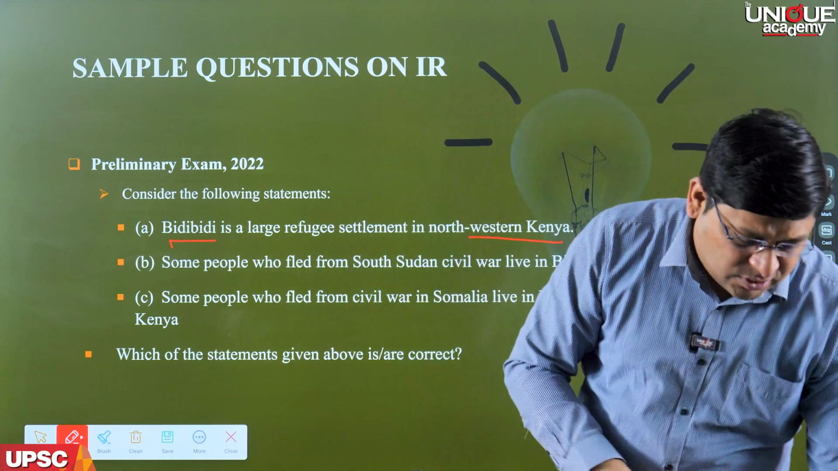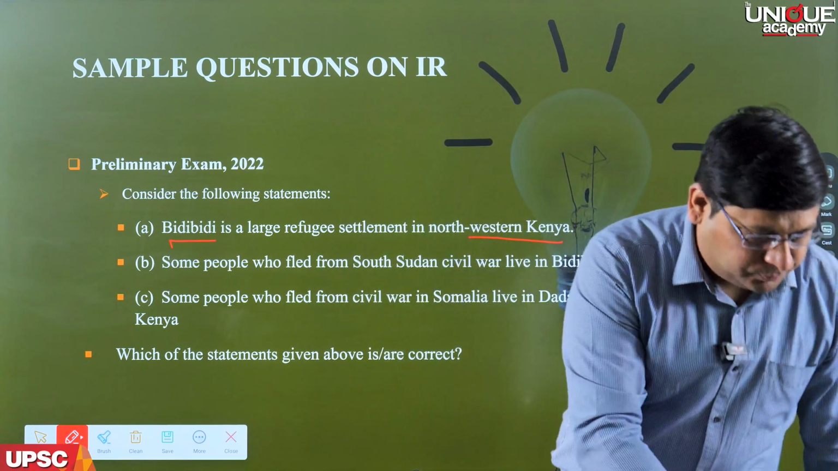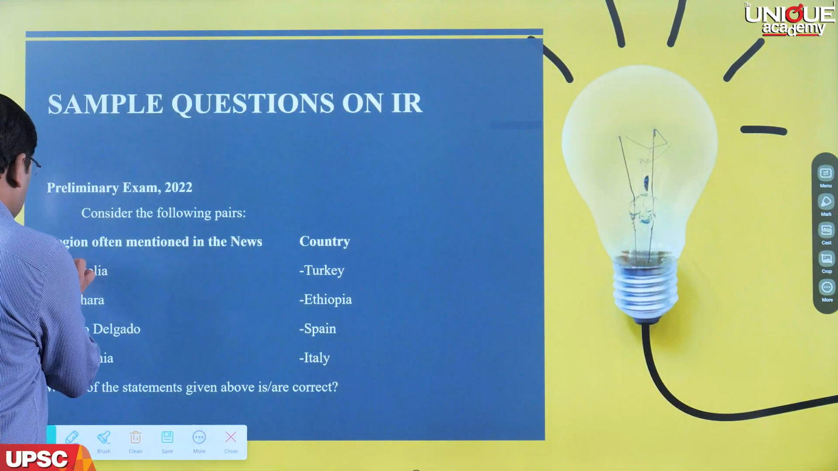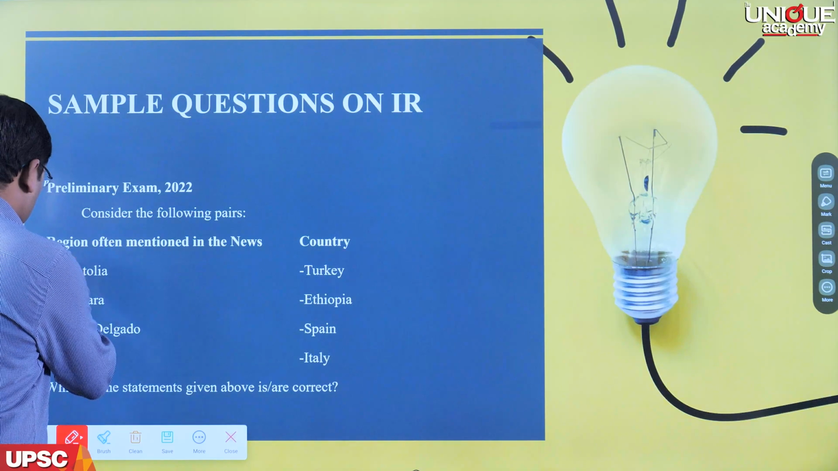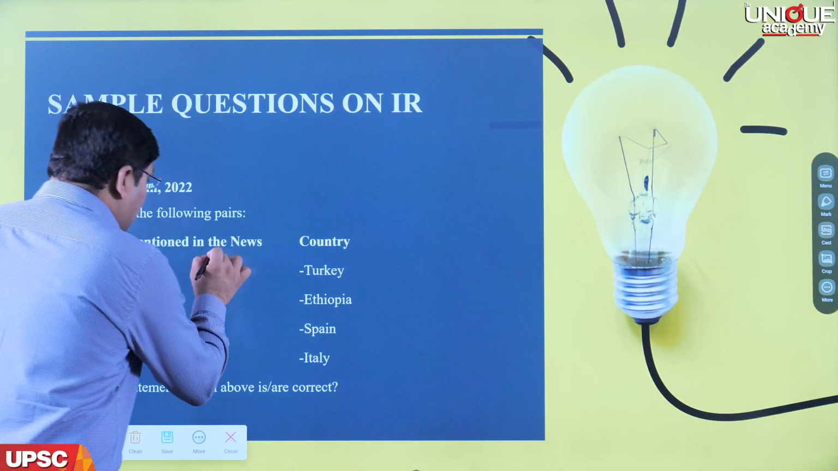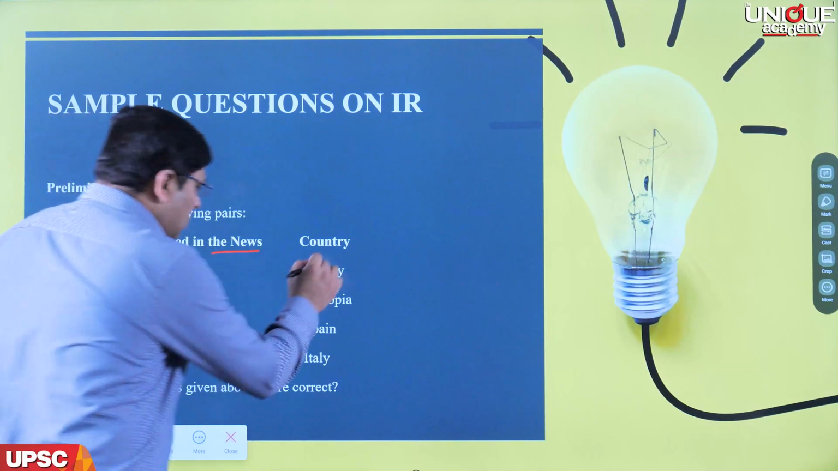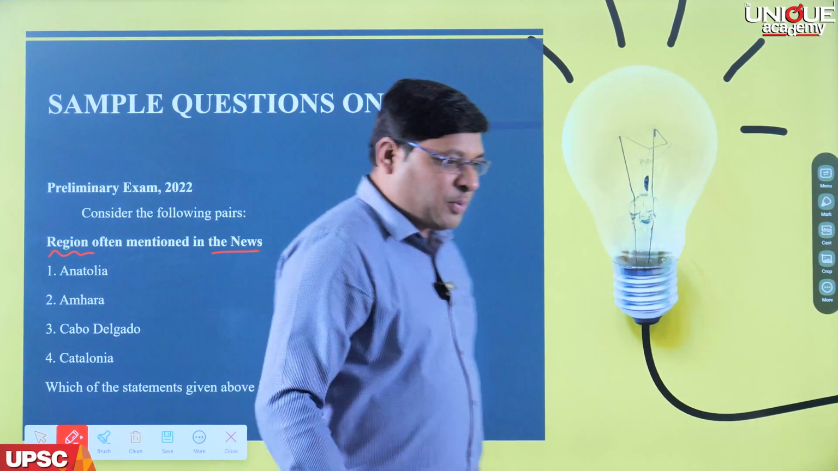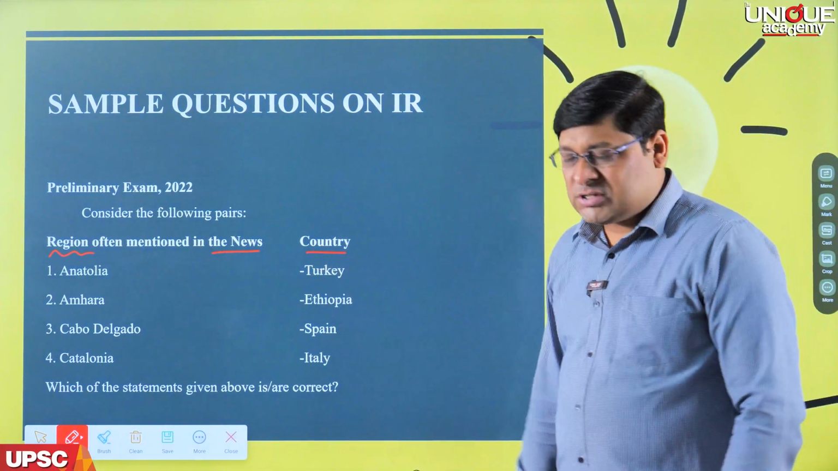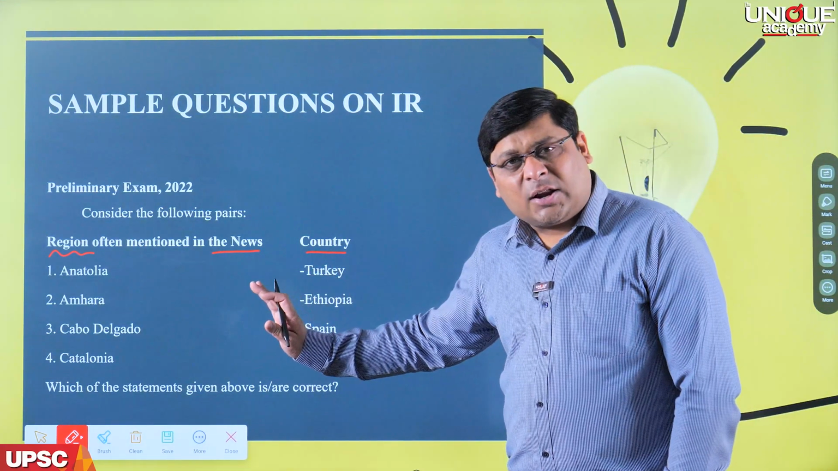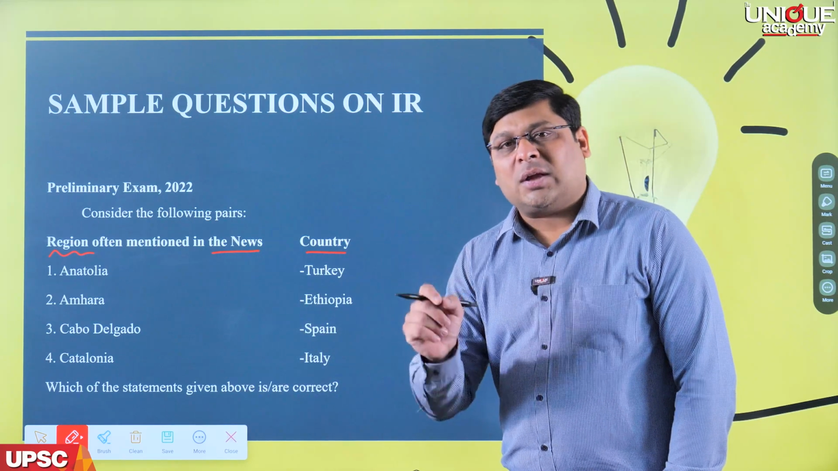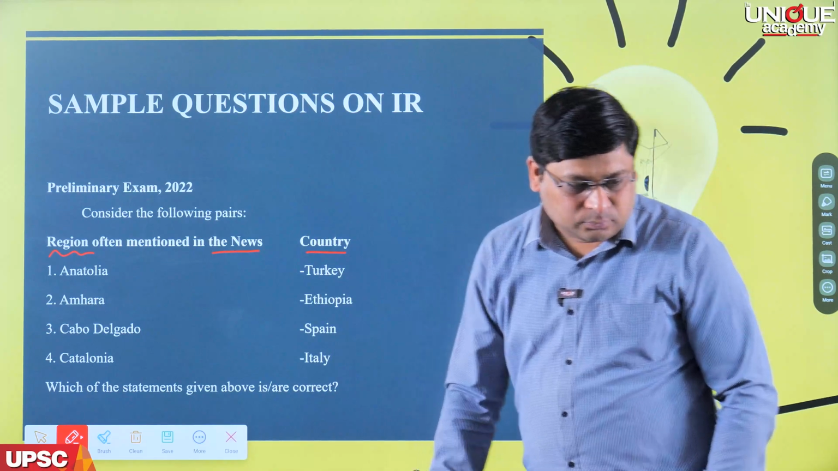I have picked up another question from the examination of 2022. You can see it here. Again, very clearly, region is mentioned here, what has been stated in the recent news, and the country. Match the following kind of question, pairs. So this is the nature of preliminary questions, which does not come in the category of international relations as such. It comes in the category of what is called current events of international importance, right?